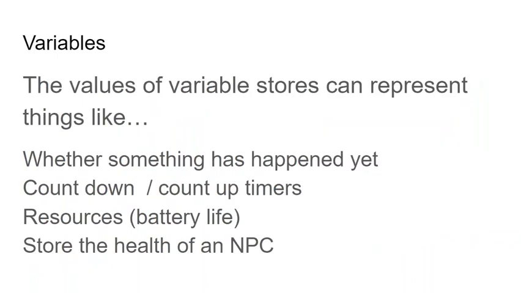So variables represent things like in an adventure game, typically like has something happened yet or not, or what turn is it, or we use them for timers, counting up and counting down. You've got 10 turns to do something, or if you don't solve the game within 50 turns, the reactor melts or something like that. Resources, we can model resources using variables. So maybe you have a battery that burns for 50 turns, or a torch that burns for 50 turns, or an NPC that has a health or something like that. So we can use them for those sorts of things.